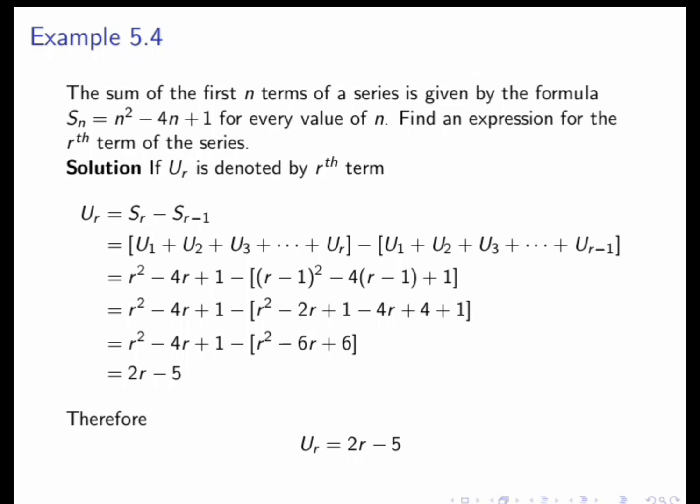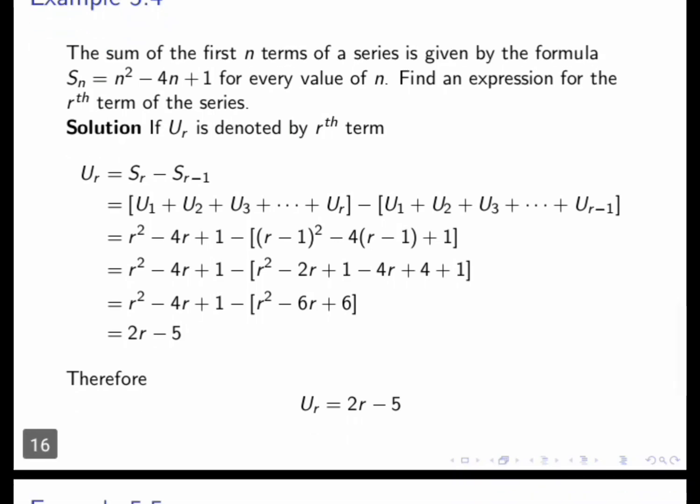So instead of using n, we are now using U_r, because the question says to find an expression for the rth term. That's why we are introducing r. Don't forget we have n squared minus 4n plus 1. So if you are introducing r now, it's going to be r squared minus 4r plus 1. So that's for the first part.